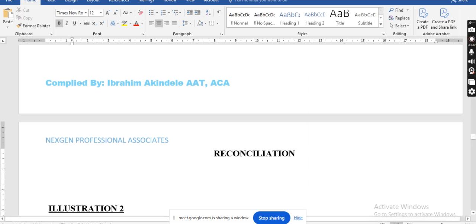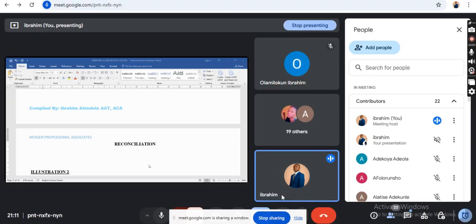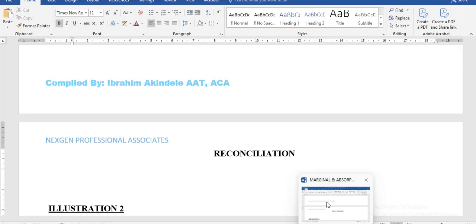Now, we want to do reconciliation. If we start with profit as per marginal costing, you end with profit as per absorption costing. What makes the profit different is the difference in the valuation of inventory, and that is what we will use to reconcile the two. Class, are we getting the gist? Right? And that is it.